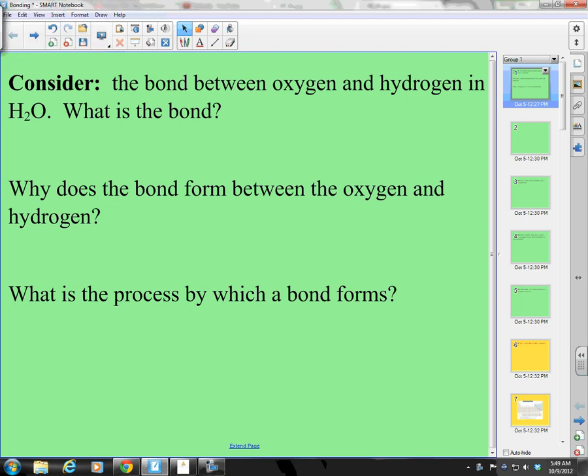Well, folks, we are ready to start Unit 4, and Unit 4 has to do with bonding. So let's get to it. Consider the bond between oxygen and hydrogen in H2O. What is this bond? Why does the bond form between oxygen and hydrogen, and what is the process?